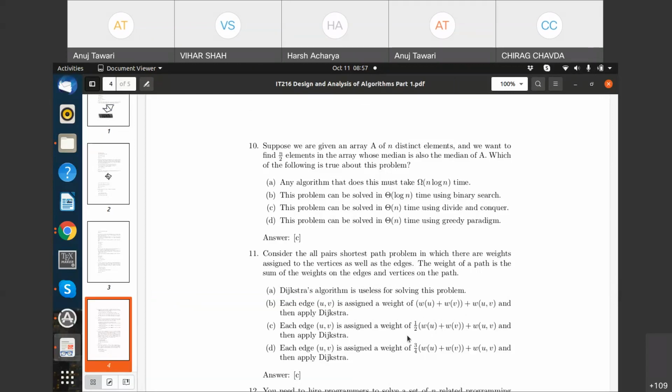Sir, but it will not create any difference in the final answer when we apply the algorithm. What will not create a difference? Sir, yeah, it will not create any difference. Yeah, that is true. Sir, then the B answer should also be correct, right, sir?